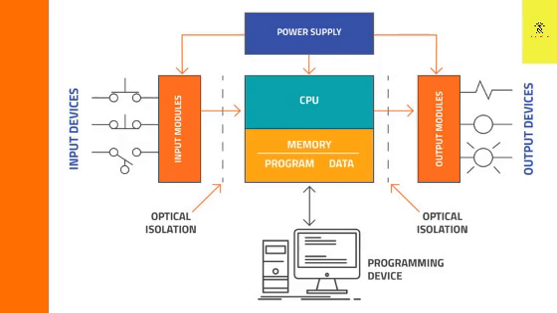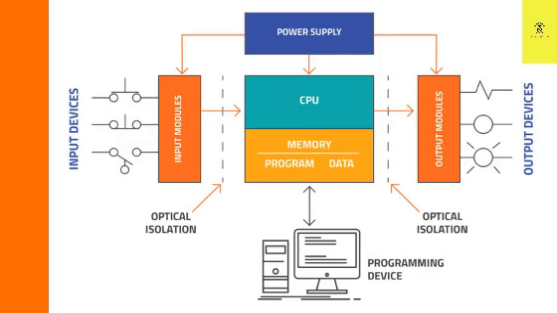The next part is the central processing unit, or CPU. The CPU is the brain of the PLC, responsible for executing the user-programmed logic. It processes inputs, performs calculations based on the program, and updates outputs.